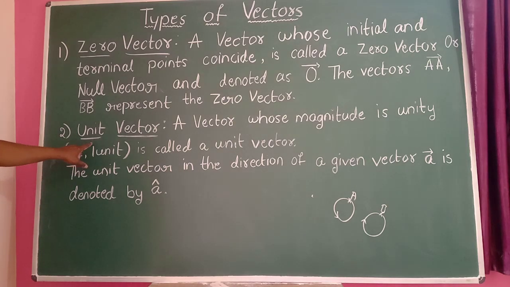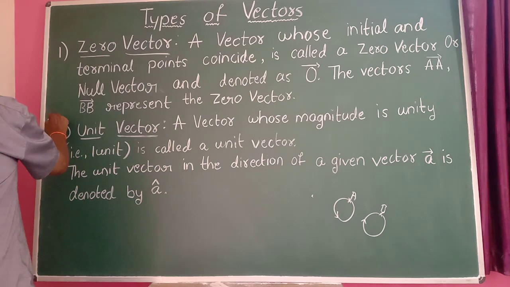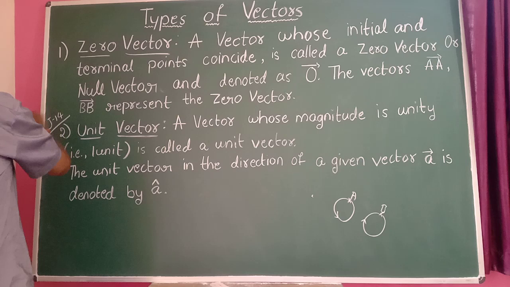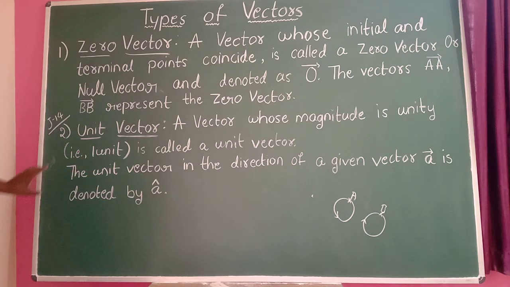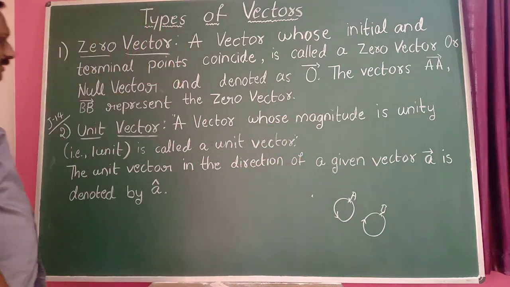Second one here, unit vector. A vector whose magnitude is unity is called a unit vector. So in July 2014, they asked this definition for 1 mark. Unit vector means a vector whose magnitude is unity. It is the definition of a unit vector.